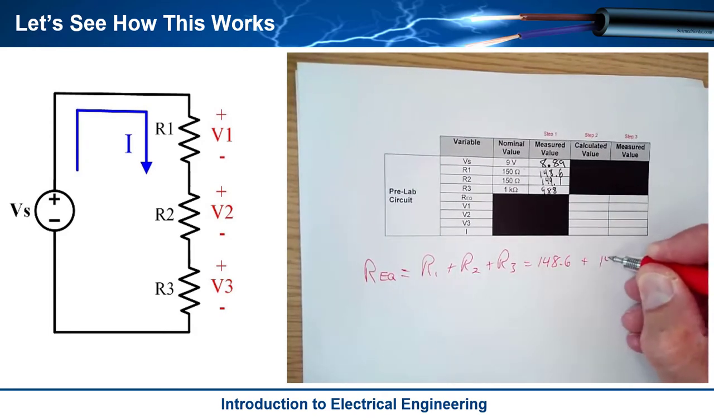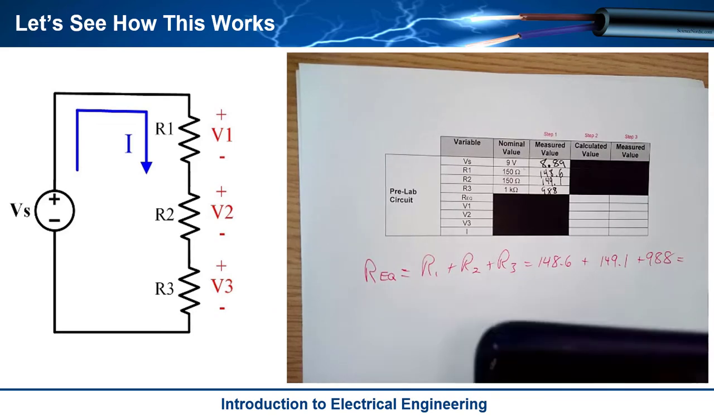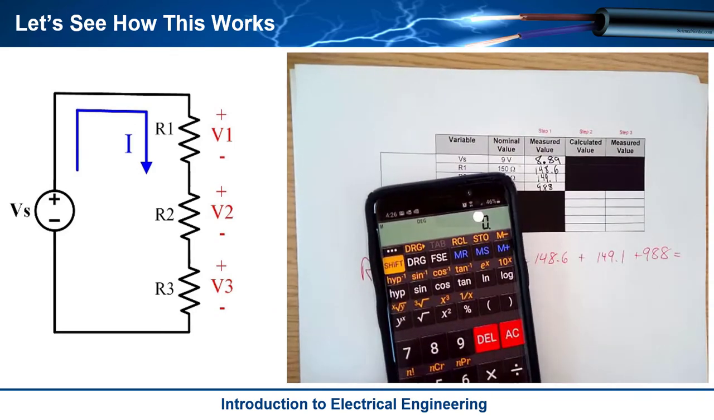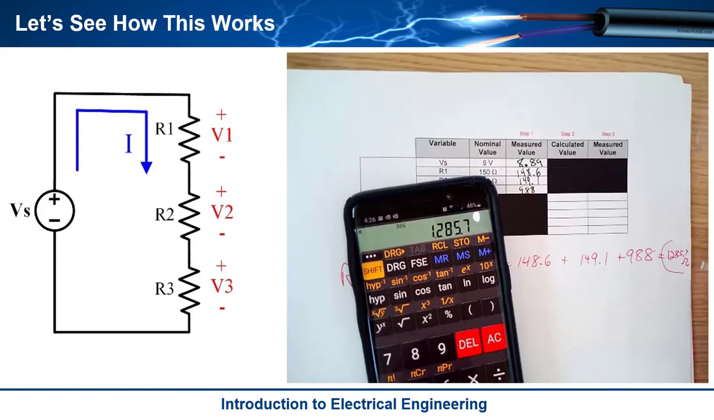148.6 plus 149.1 plus 988, and that is equal to, let me grab a little reliable here. So let's grab our calculator. So here I am. I got 148.6 plus 149.1 plus 988, and the answer is 1285.7 ohms. Okay, so that right there is my answer.